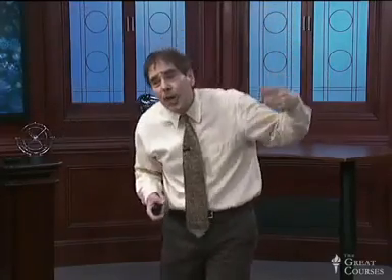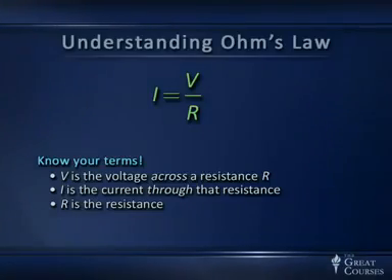Note those two words. Voltage appears across because potential difference is a property of two points. Current goes through because it's a flow. And if you use those words and think about them when you talk about voltage and current, you won't go wrong. And R, finally, is the resistance we're talking about.